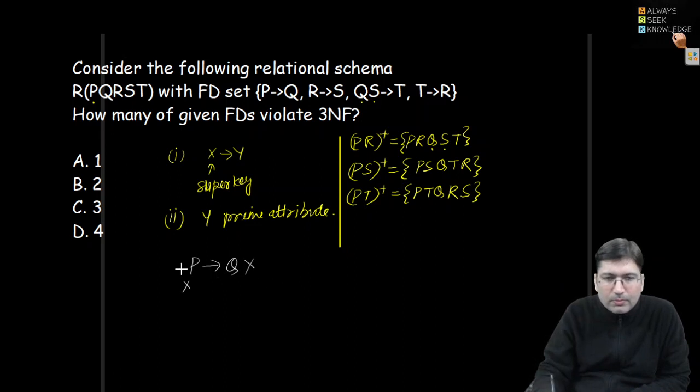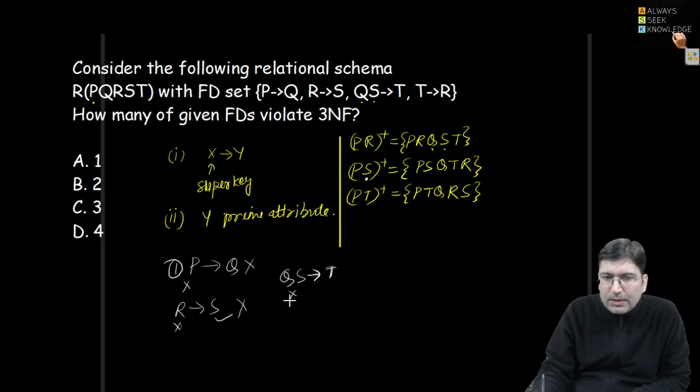So one rule is violating. Then another, let's say R implies S. R is not the key, but S is part of a key, so S is a prime attribute, so it does not violate. Then QS implies T, the third dependency.